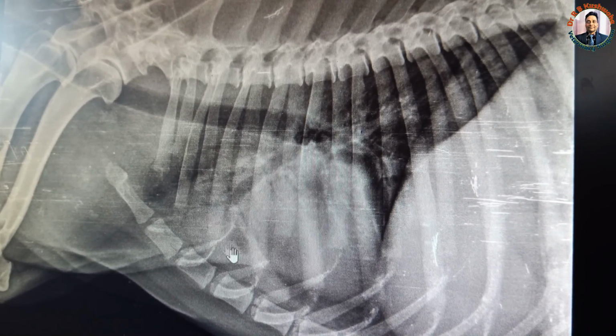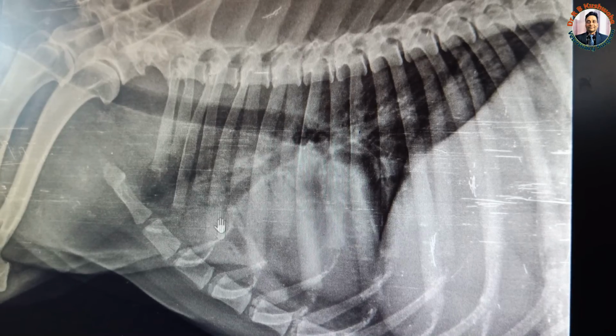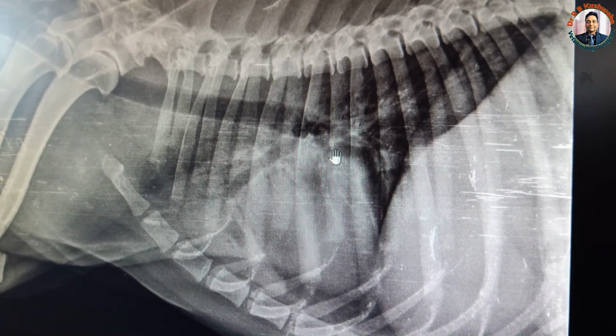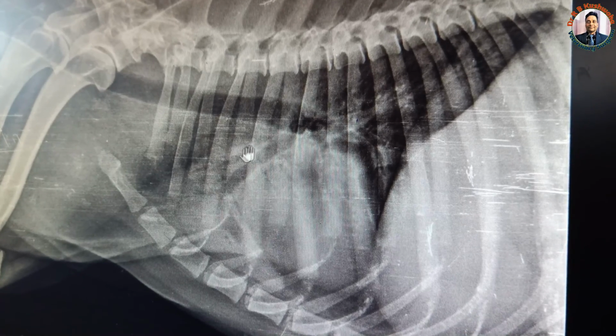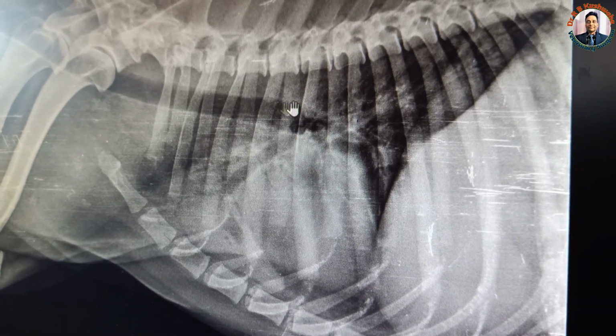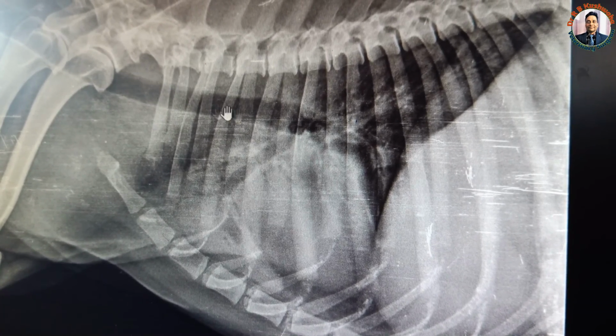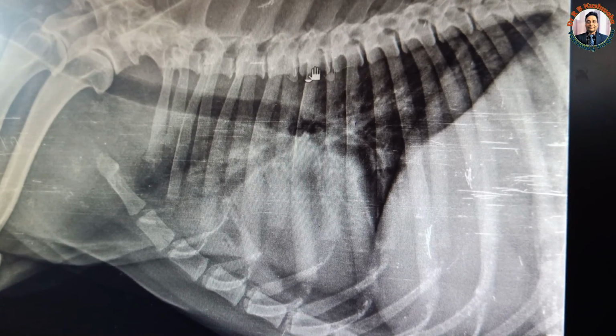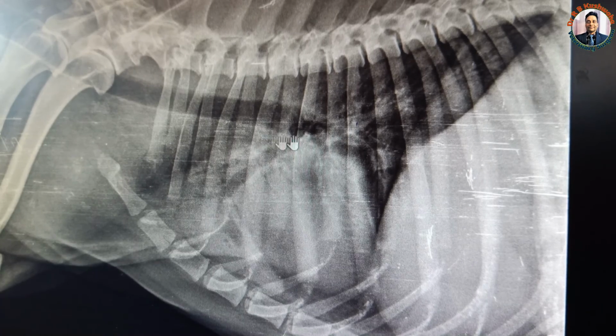The important point here, in the mid portion of the thorax, is that the margin of the heart is not clear, particularly the cranial margin of the heart, whereas the caudal margin of the heart is visible. If you see the trachea, it is almost okay. Otherwise, the trachea is normally located at about a 15-degree angle to the vertebrae. This is normal, no problem.